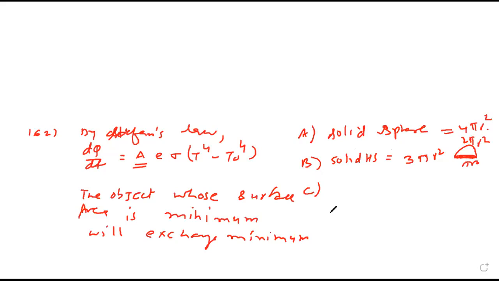Hello. Yes, sir. So 4 pi r square, 3 pi r square. Then cube. What is the surface area of a cube? Is it 6r square? 6 into side square means 6r square. Yes, sir. And last, sir, it is L square. Pardon? It will be 6L square.